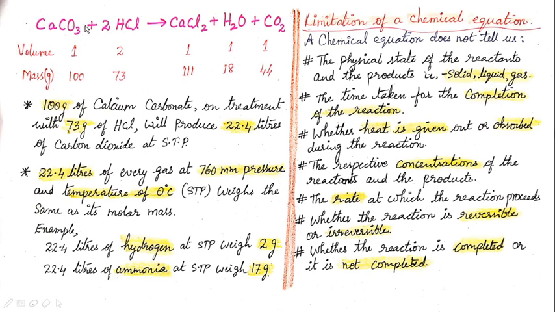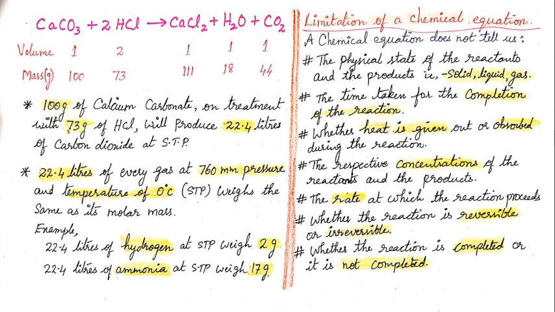CaCO3 is only one calcium carbonate, so one volume of calcium carbonate. Here two volumes of HCl are given. These two react to form 1 volume of calcium chloride, 1 volume of water and 1 volume of carbon dioxide. In terms of mass, I have given 100 grams for calcium carbonate. How did we get this 100 grams?